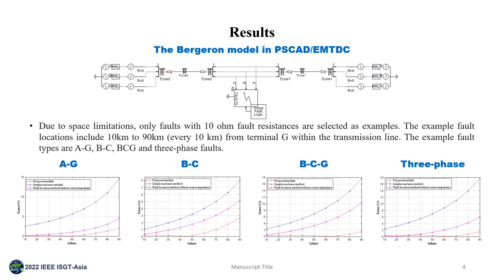Due to space limitations, only faults with 10 ohm fault resistance are selected as examples. The example fault locations include 10 km to 90 km, every 10 km from terminal G within the transmission line. The example fault types are AG, BC, BCG, and three-phase faults. It can be clearly seen from the following four figures that the location-wise error of the proposed method is much smaller than the existing single-ended fault location methods on the whole transmission line, regardless of the fault type. Therefore, we believe that the single-ended fault location method based on the additional information of harmonics proposed in this paper is very successful and efficient.